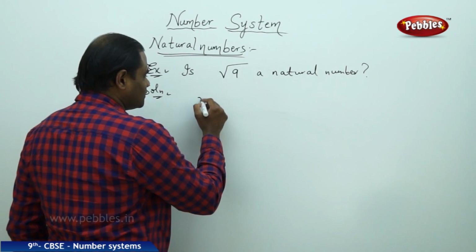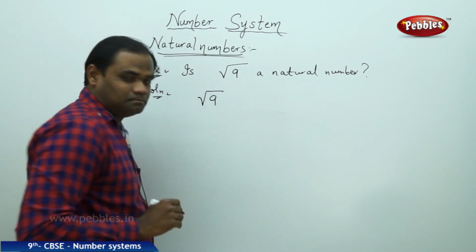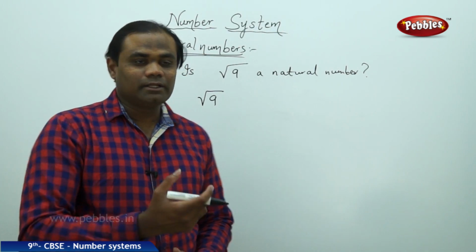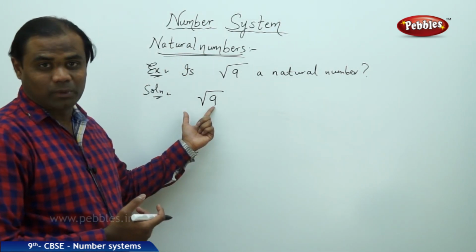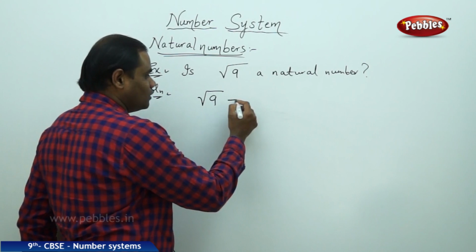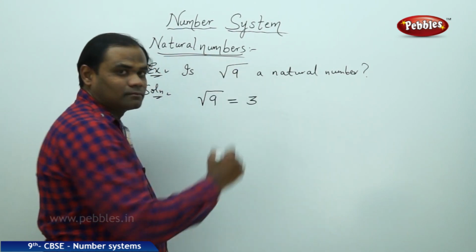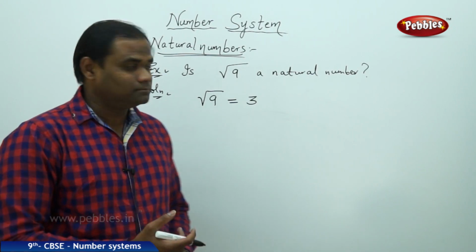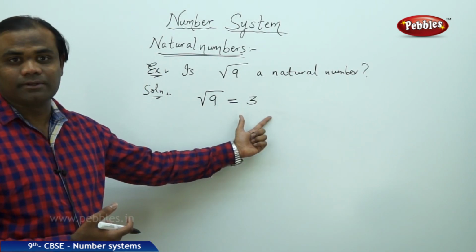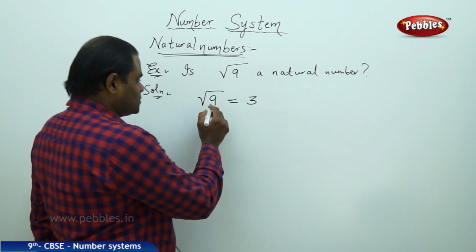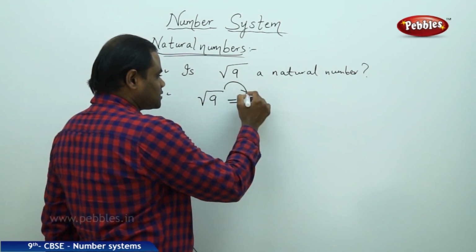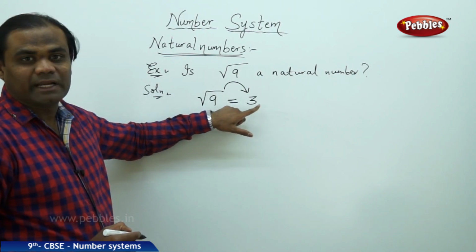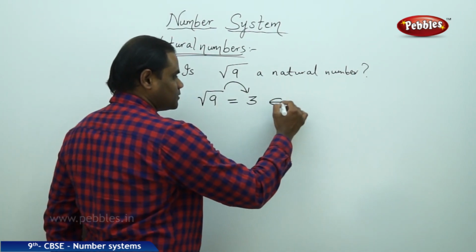Secondly, let's see if I can further simplify this to get a more simplified answer. We clearly know that 9 is a perfect square, so root 9 we all know is equal to 3. Root 4 is 2, root 16 is 4, root 25 is 5, and hence root 9 is 3. Now, because this can be indirectly expressed in the form 3, we understand that root 9 is equal to 3, and clearly 3 is a natural number.